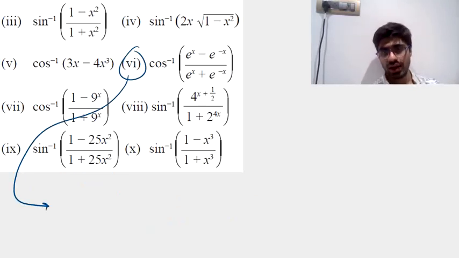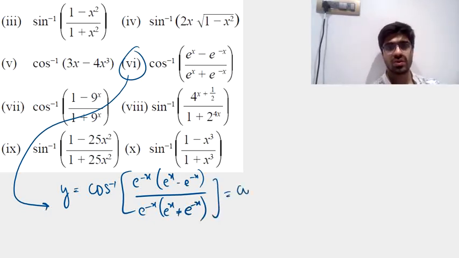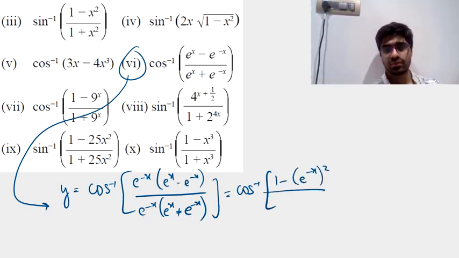Take the sixth one, and in the sixth one it would be more appropriate to first multiply the numerator and denominator with e power minus x. So you will have e power minus x into e power x minus e power minus x upon e power minus x into e power x plus e power minus x. Sorry, plus in the denominator. So this will be cos inverse of, expanding the bracket, 1 minus e power minus x the whole square upon e power minus x into e power x is 1, plus e power minus x the whole square.